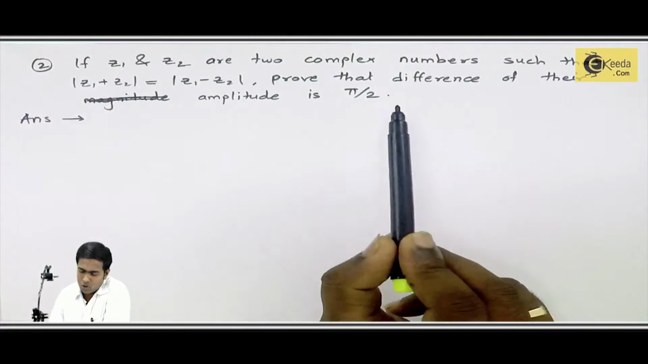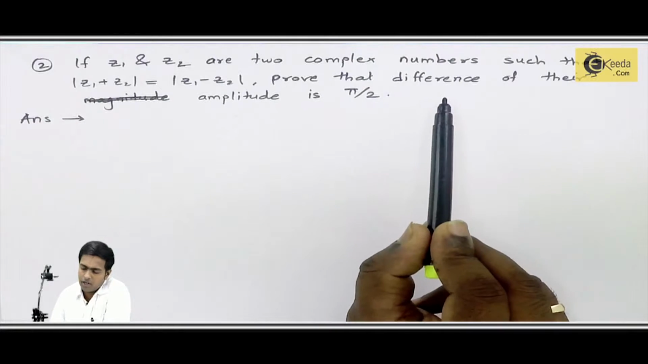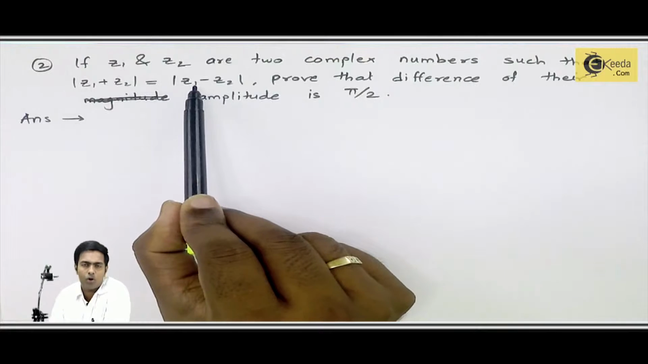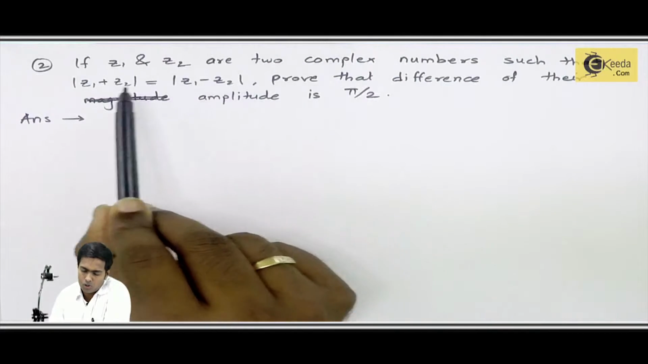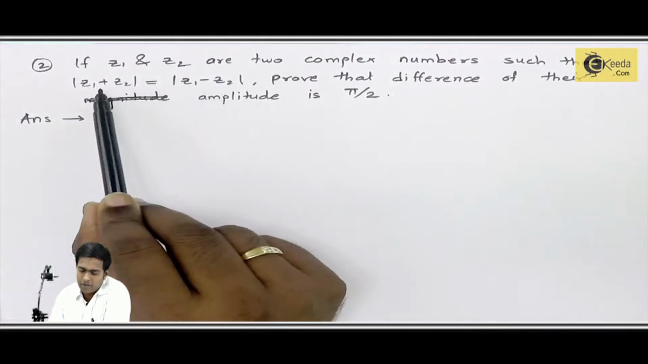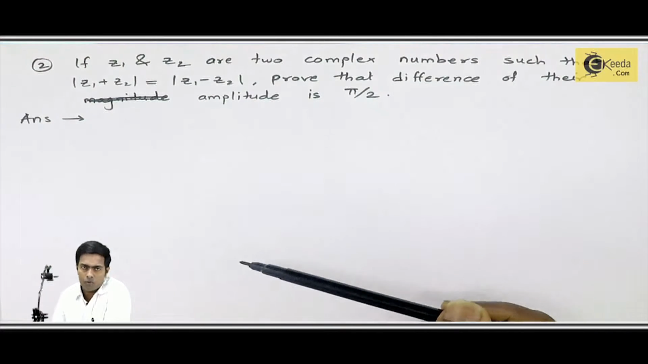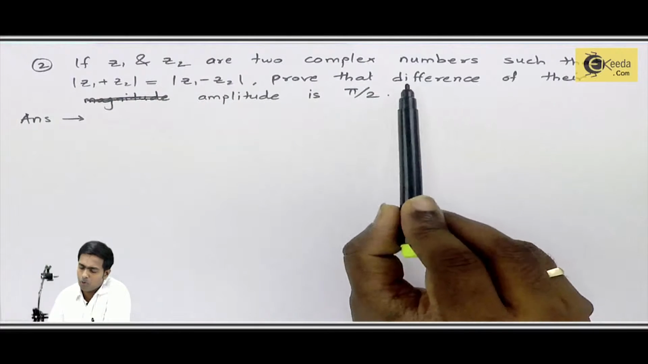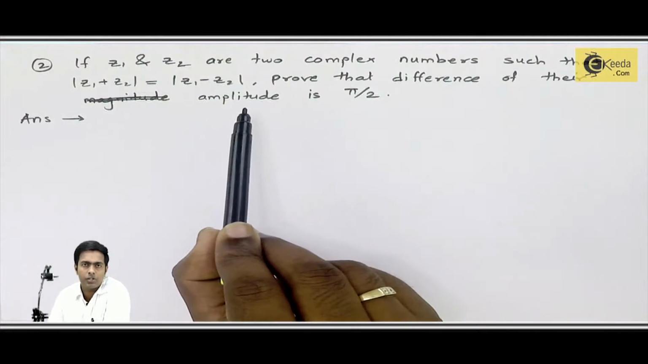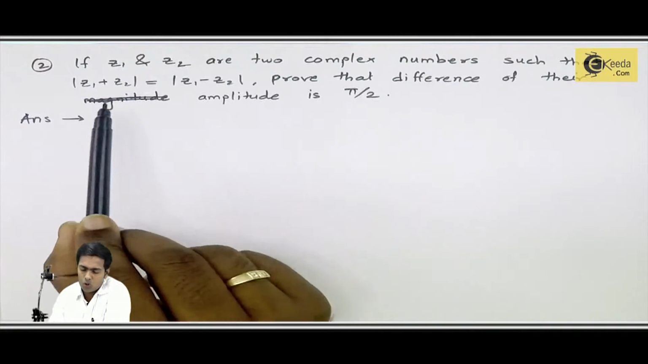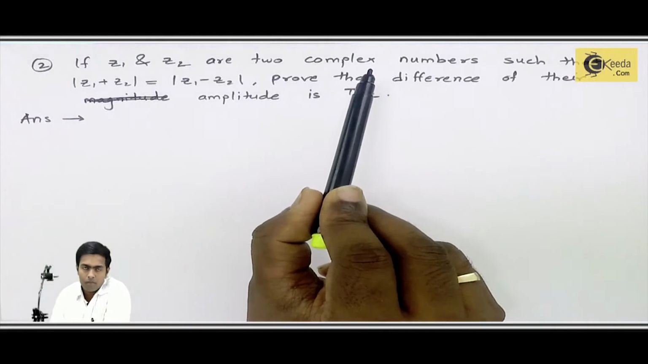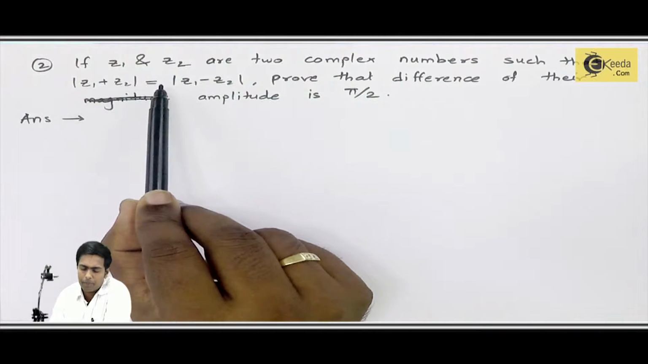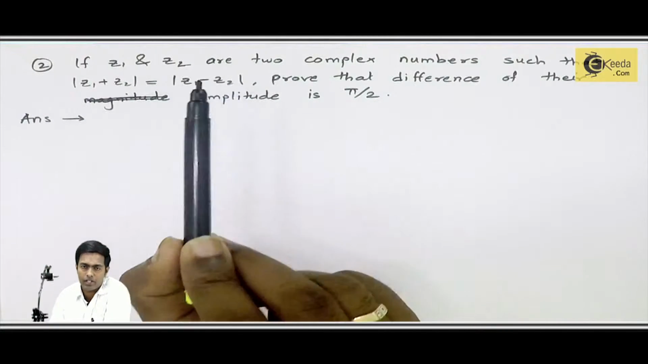So the difference between the amplitude of the first complex number and the second complex number is pi by 2, which is 90 degree. So to prove this, we have been given a condition, that is mod of z1 plus z2 is equal to mod of z1 minus z2. So using this given result, we will prove something, and that result we will use to prove the question which is being asked, right? So to prove this we will use this result, mod of z1 plus z2 equal to mod of z1 minus z2.